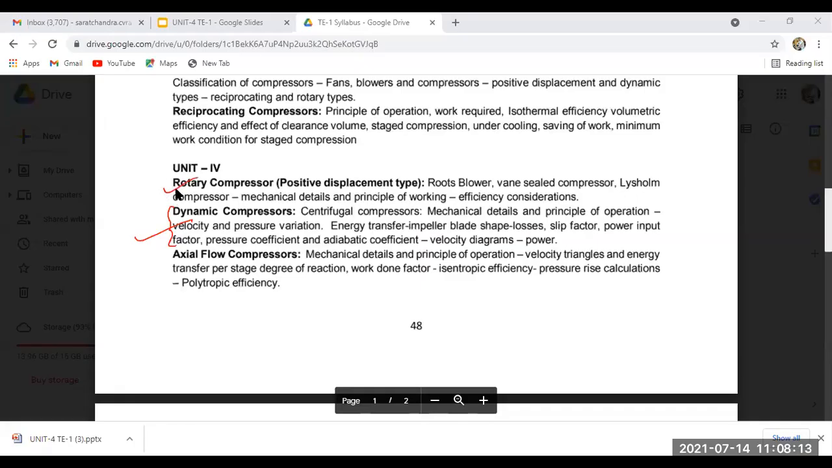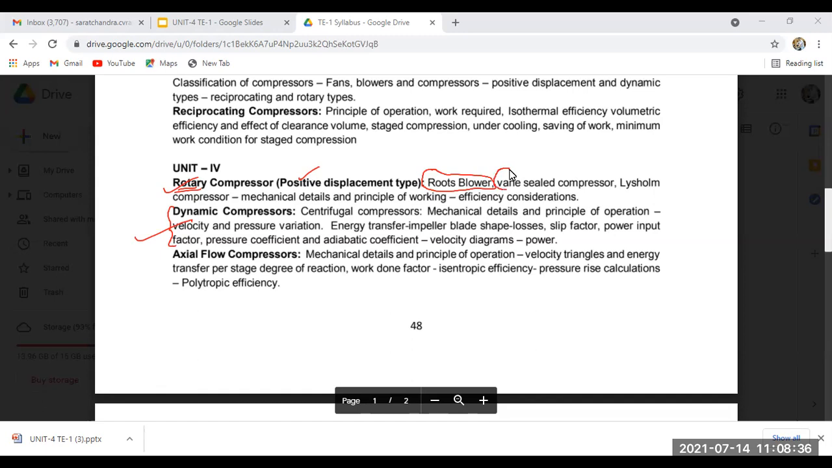And from today onwards, we are going to start with rotary compressor. Rotary compressor is also called a positive displacement compressor. Under rotary compressor, we have three types. The first one is root blower. This is one type of rotary compressor.